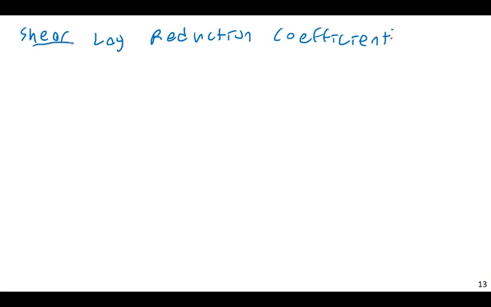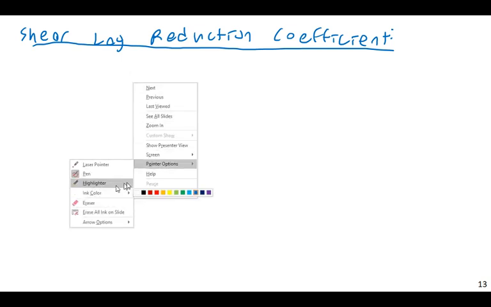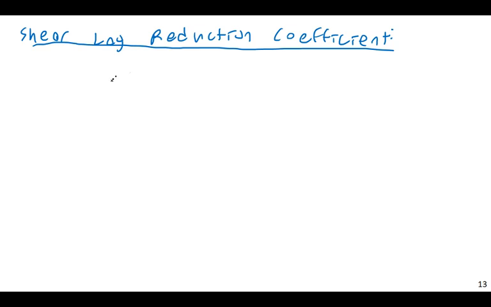The shear lag reduction coefficient. Okay, so first, let me draw a generic set of tension members connected by a connecting element, or joined by a connecting element.